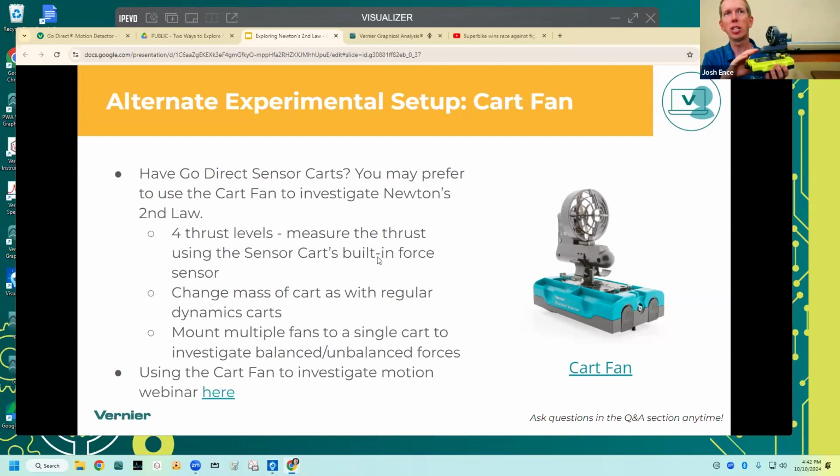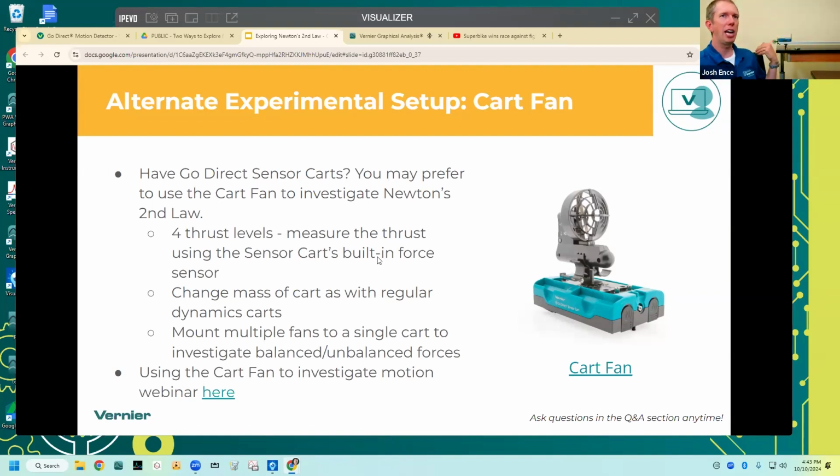If you're interested in doing it that way, I did a webinar 2 months ago, I think, that was just about the cart fan. You can go see there, there's a link here. There's a section there about measuring Newton's second law using the cart fan. I want to bring that up because it's a nice alternative.